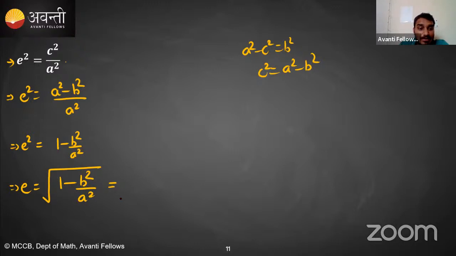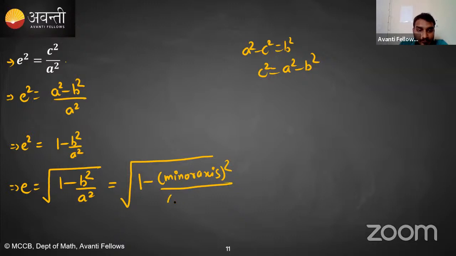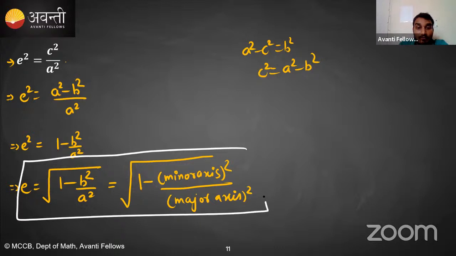Is this clear? So what is the way to remember this? Square root of 1 minus the square of the minor axis divided by the square of the major axis. Is this clear or not? Tell me quickly in the chat box. This is the formula of eccentricity. Eccentricity is the under root of 1 minus b square upon a square. I hope this is clear to you. The way to remember it: under root of 1 minus minor axis square upon major axis square.